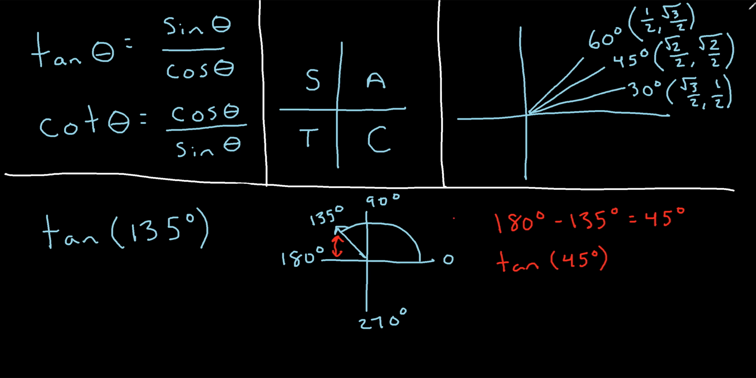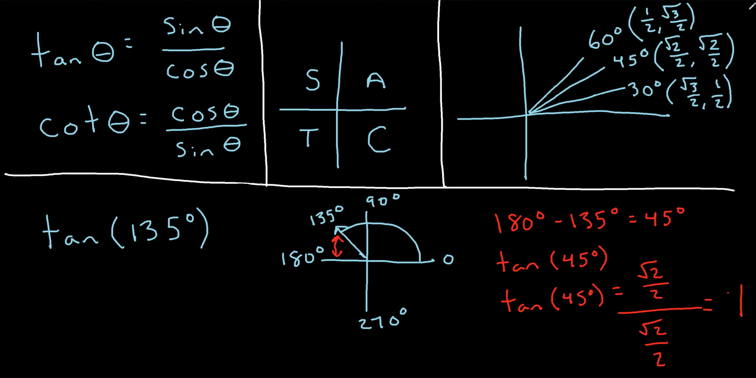So the tangent is equal to the sine over the cosine. So the cosine corresponds to this x value and the sine corresponds to the y value. So the tangent of 45 degrees is equal to the sine over the cosine. So the square root of 2 over 2 divided by the square root of 2 over 2. Well, since the numerator and the denominator are the exact same number, this whole thing will just simplify to 1.